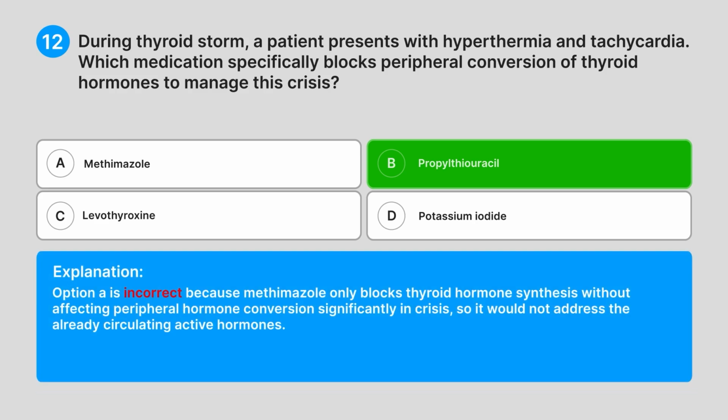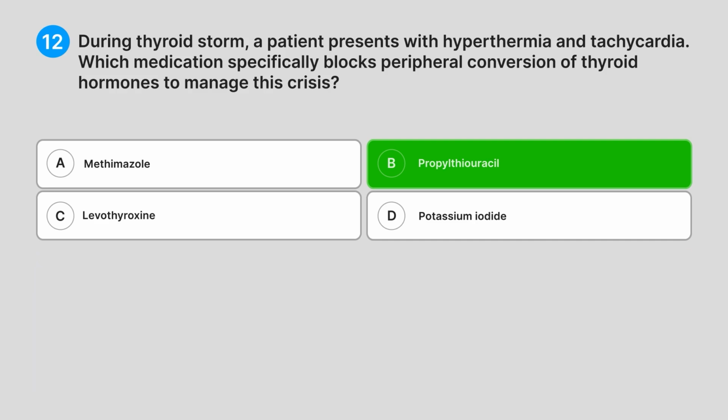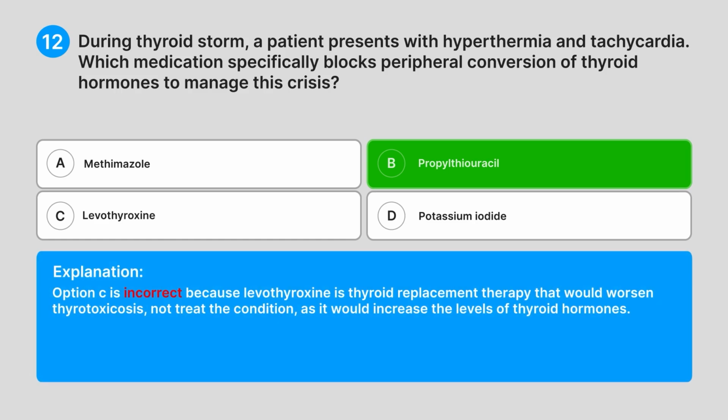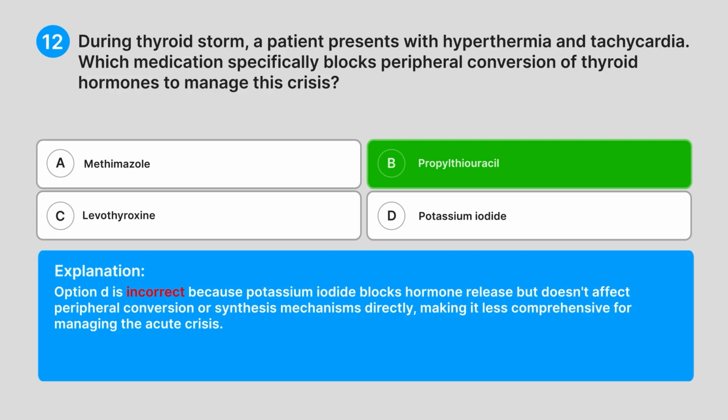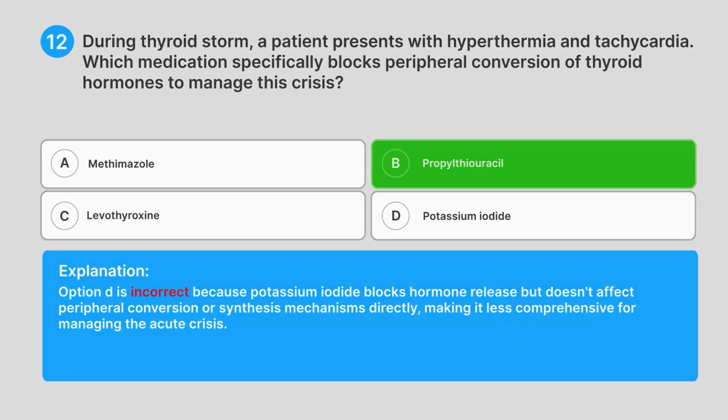Option A is incorrect because methimazole only blocks thyroid hormone synthesis without affecting peripheral hormone conversion significantly in crisis, so it would not address the already circulating active hormones. Option C is incorrect because levothyroxine is thyroid replacement therapy that would worsen thyrotoxicosis, not treat the condition, as it would increase the levels of thyroid hormones. Option D is incorrect because potassium iodide blocks hormone release but doesn't affect peripheral conversion or synthesis mechanisms directly, making it less comprehensive for managing the acute crisis.